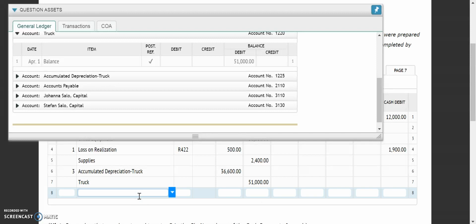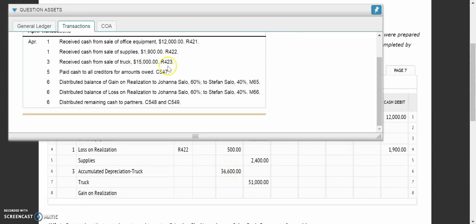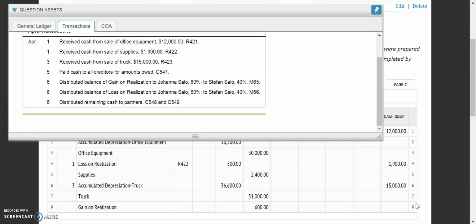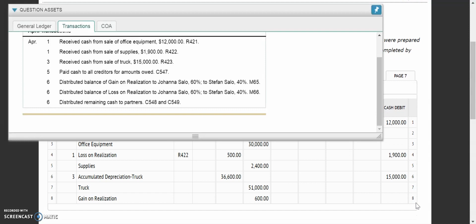And our other credit is going to be for the gain on realization. And if we do that, remember the book value here, 51,000 minus 36,600 is 14,400, and we received 15,000 for the truck. So our gain is $600. And then we go over to our cash debit and record the 15,000 that we received for the sale of that truck. So that is our three transactions that have to do with selling off our assets.